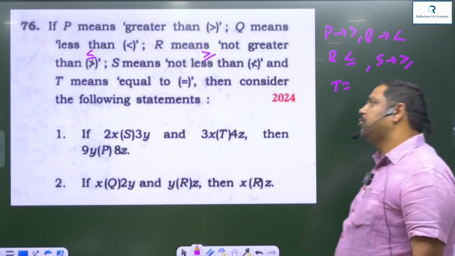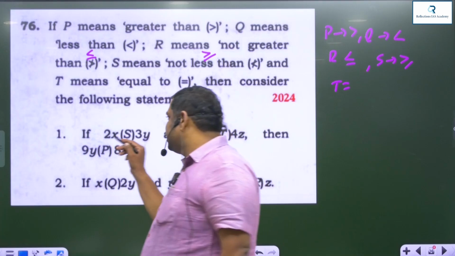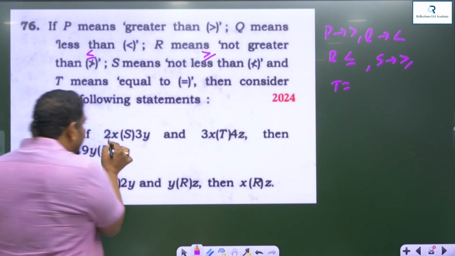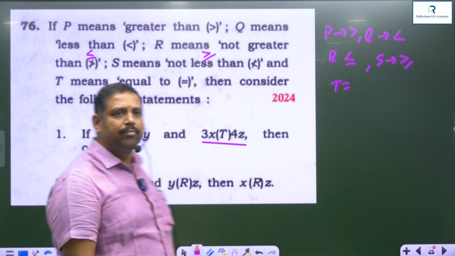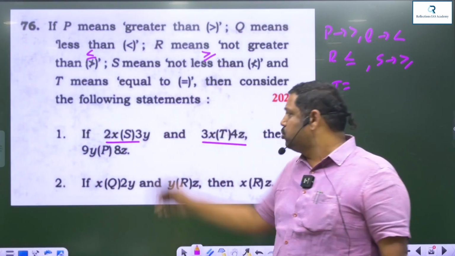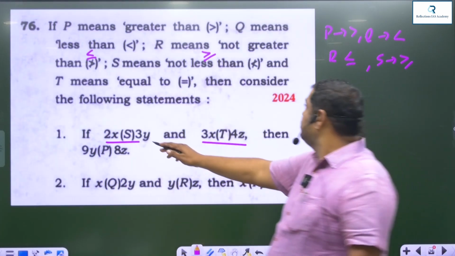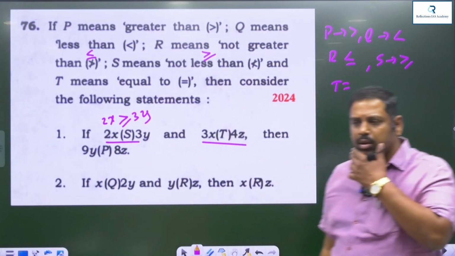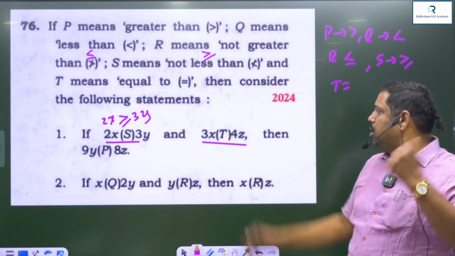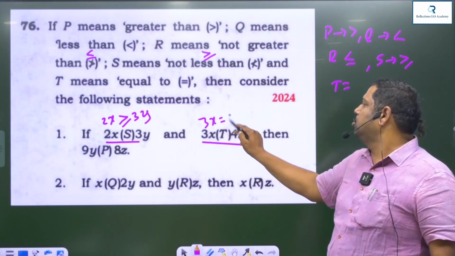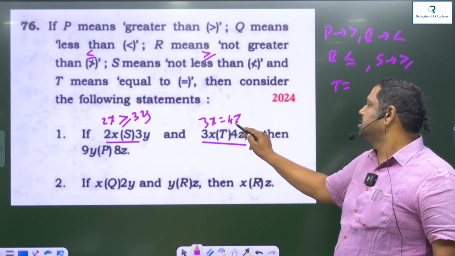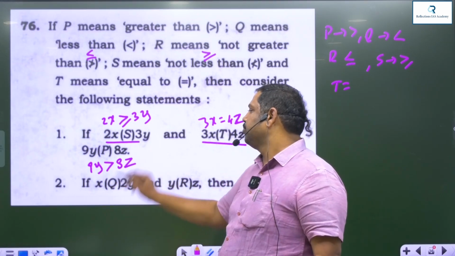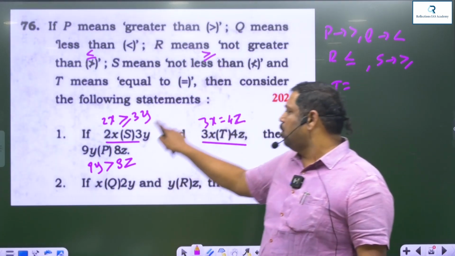Okay, good. Then consider the following statements. If 2x S 3y and 3x T 4z, then 9y P 8z. If means if these two happen, then it will happen. Do you understand my point, all of you? If these two happen, then it will happen, he is asking. What are these two? What is the meaning of S? Greater than or equal to. 2x is greater than or equal to 3y. Say yes or no. 3x, T means equal to 4z. Then what you have to say is 9y is greater than 8z. Yes or no? Okay. By taking these two, are you able to come to this conclusion or not?